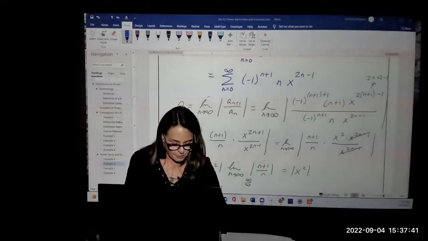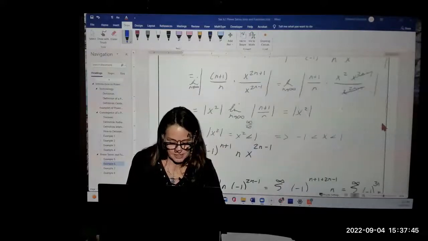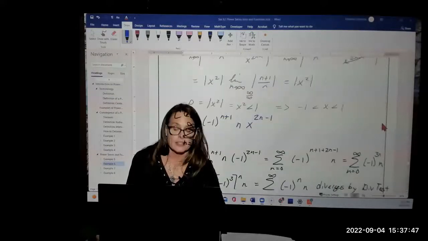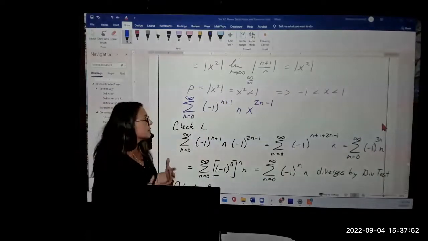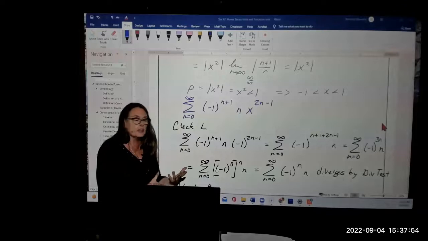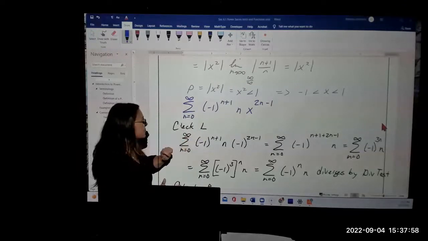Now this will converge provided that rho is less than 1, which is the same condition for convergence as we have on the geometric series. So we know it will converge between -1 and 1, but we have to check the endpoints coming from the ratio test. So we check the left endpoint.